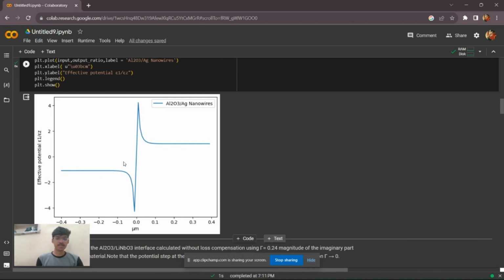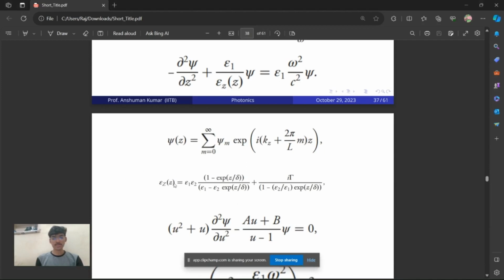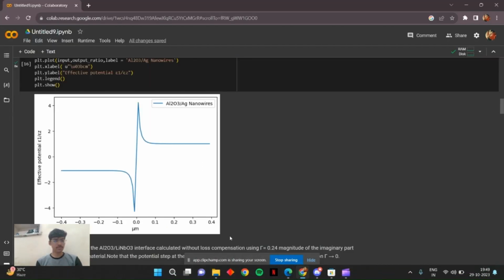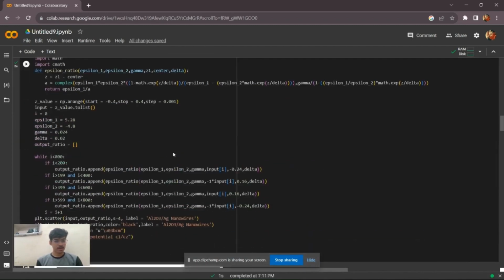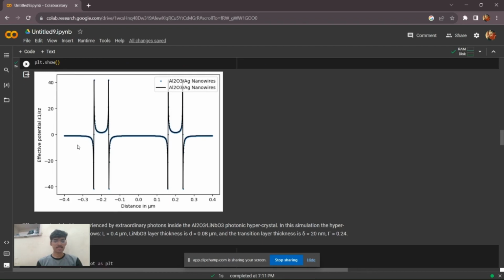The speciality of this function is that there is a large deviation near the interface. This is because when we look at our epsilon z function, here is e to the power z by delta. Now delta here is so small, and when the value is very close to 0, this tends to infinity. So when we plot our effective potential, we see a very large deviation. Now the next graph is just an extension to a hypercrystal, which is a periodic arrangement of hypermetamaterial and dielectric. So we can see it decays here and then sharply rises. There is a large deviation as we move from hypermetamaterial to dielectric, as follows.